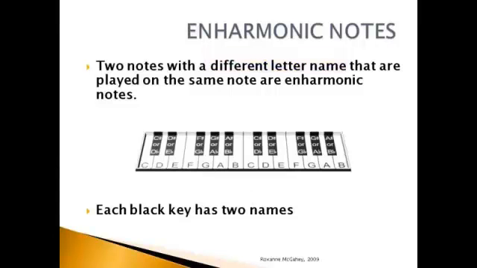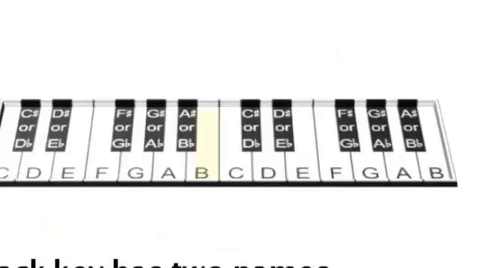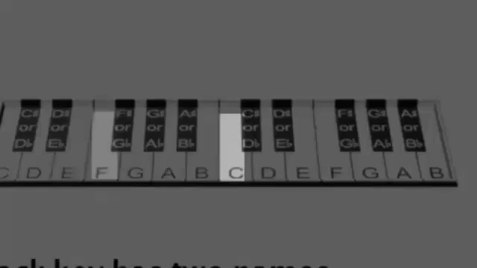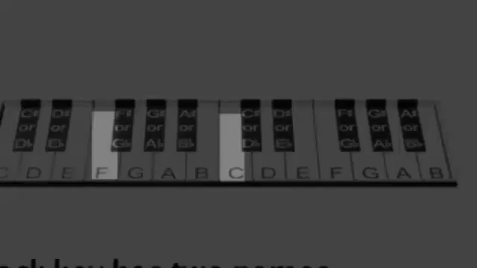Each black key is going to have two names. Remember that C flat and B are enharmonic notes, as well as E and F flat. B sharp and C and E sharp and F are also enharmonic notes.